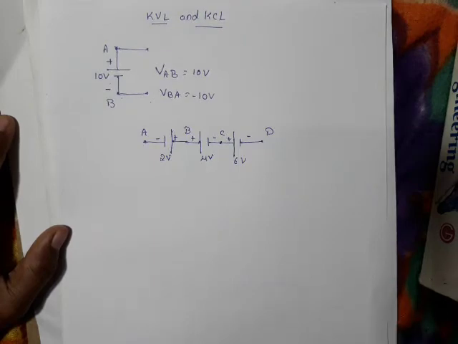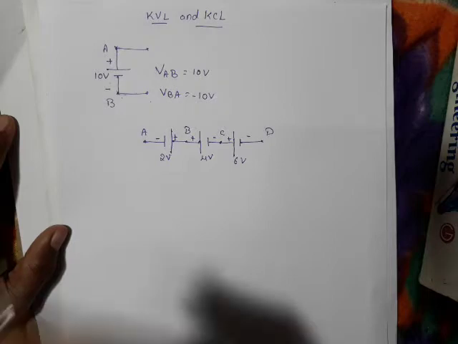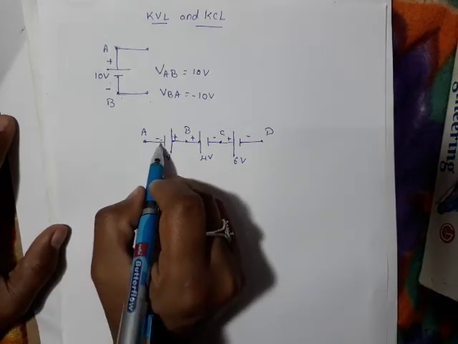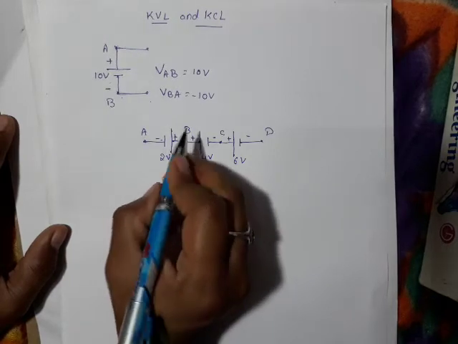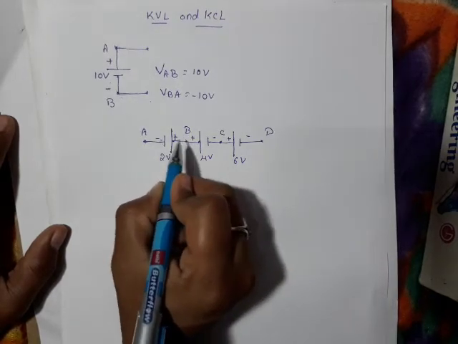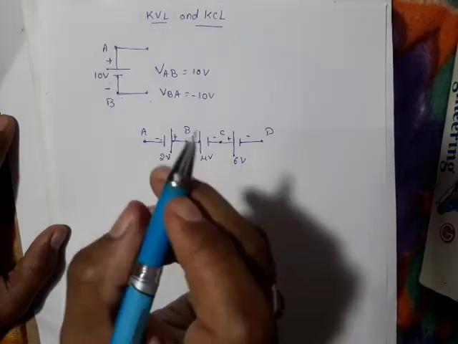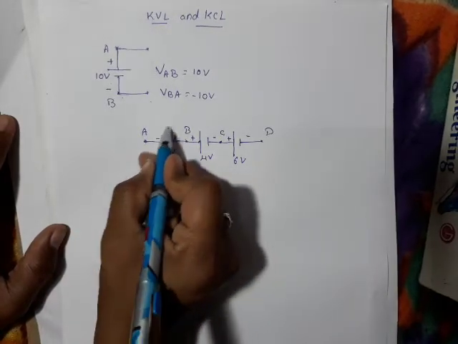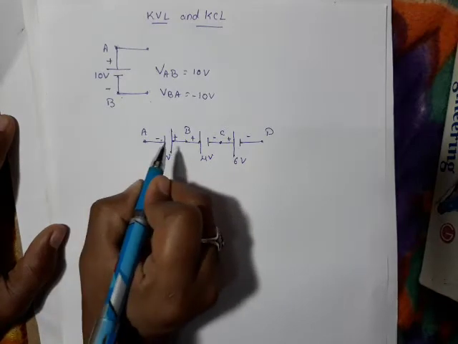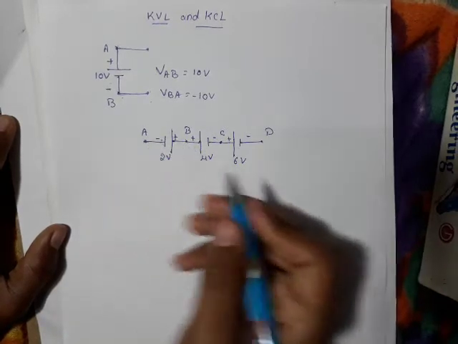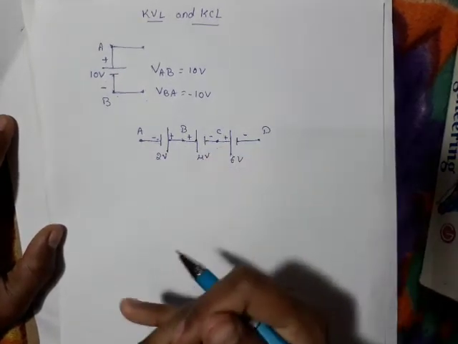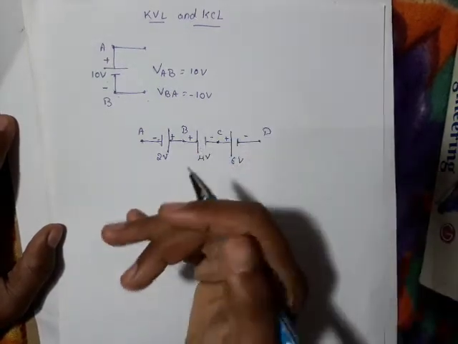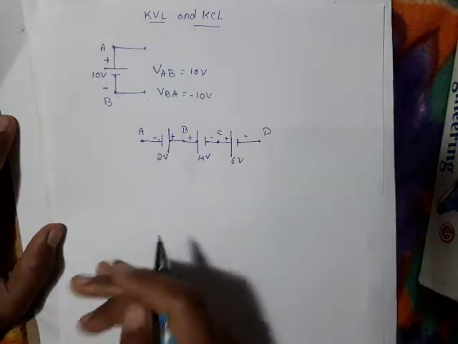When you are applying KVL from lower potential to higher potential, where minus means lower potential and plus means higher potential, you have to take it as positive. Why? Because you are stepping up. Going from minus to plus, you are stepping up, so you have to take that voltage as positive.